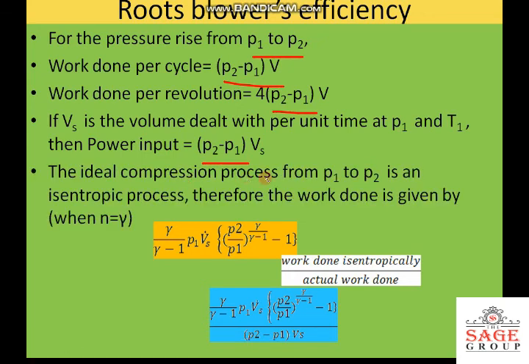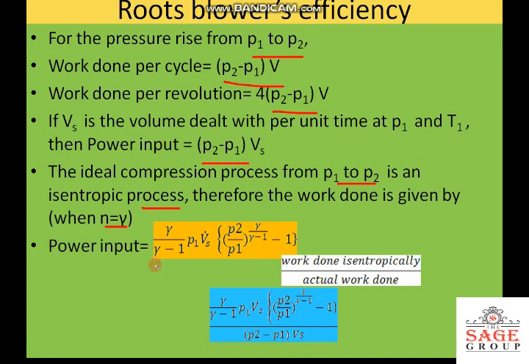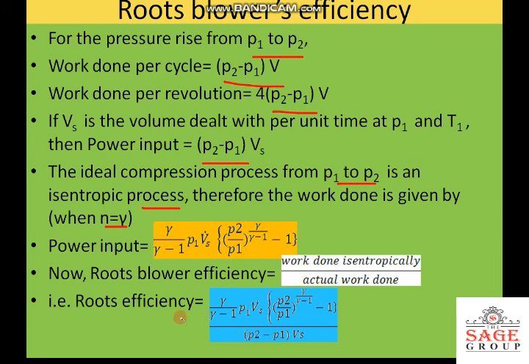Again, the ideal compression process from P1 to P2 is an isentropic process. Therefore, the work done is given when n is equal to gamma. So this is given by the relation work input equals gamma upon gamma minus 1 into P1 Vs dot, into (P2 upon P1) to the power (gamma minus 1) upon gamma minus 1, and the roots blower efficiency is given by the relation of work done isentropically to the actual work done. So the roots blower efficiency is also written as gamma upon gamma minus 1 P1 Vs dot, (P2 by P1) to the power (gamma minus 1) upon gamma minus 1, divided by (P2 minus P1) into Vs.